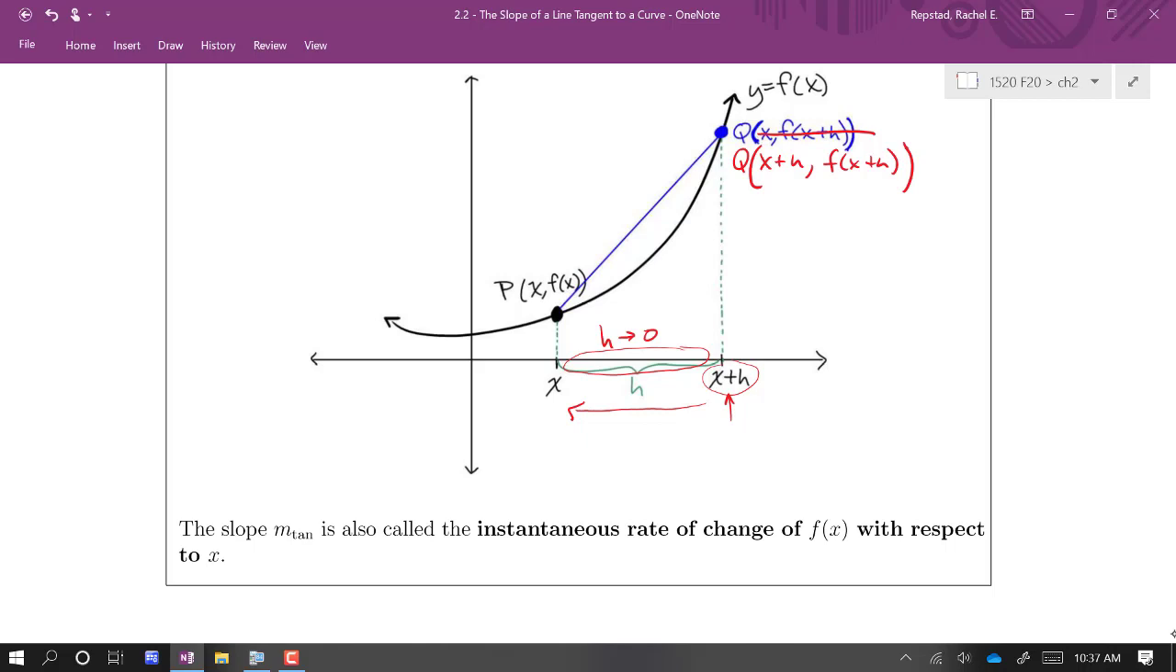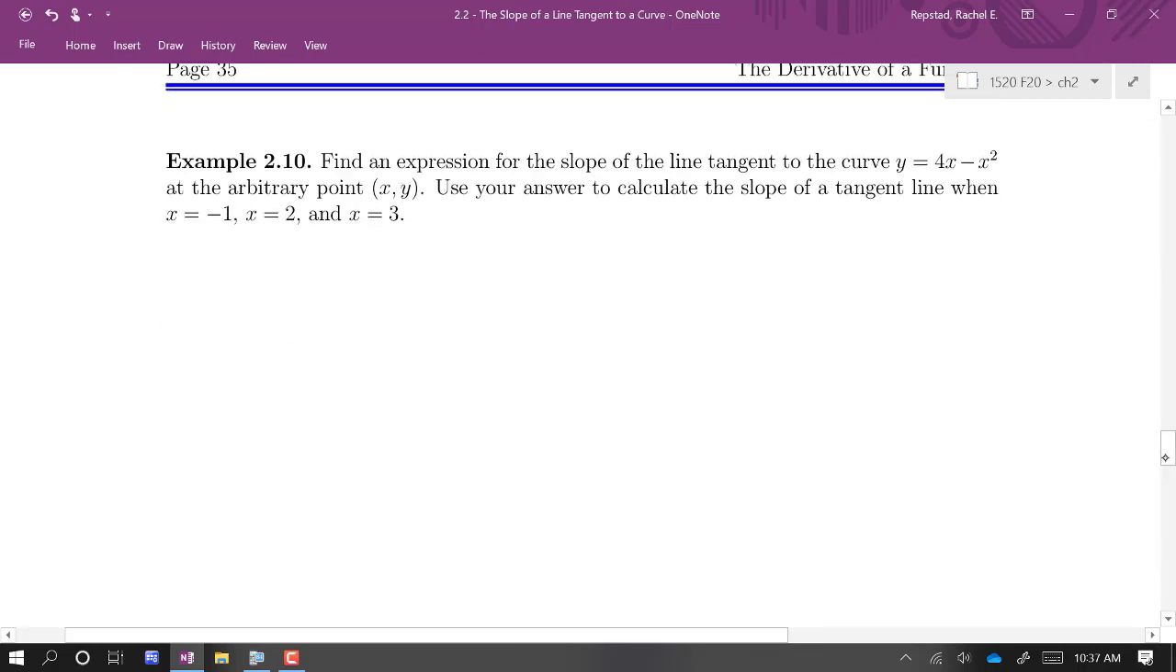So we're going to take some time and find some tangent slopes. The way we're going to do it is we're going to find an expression for the slope of a tangent line. So we're going to set up the limit, and when we evaluate it, the result isn't going to be just a number. It's going to be some expression with x, and we could use that expression to find the actual tangent slopes at as many points as we want. So in this example, our function is y equals 4x minus x squared. And so that's our f of x.